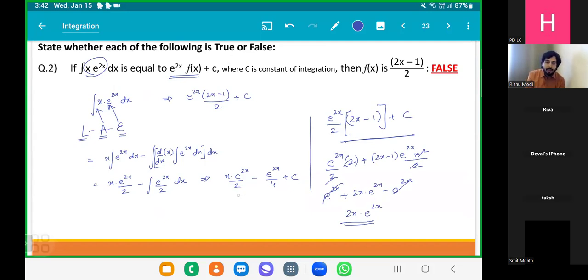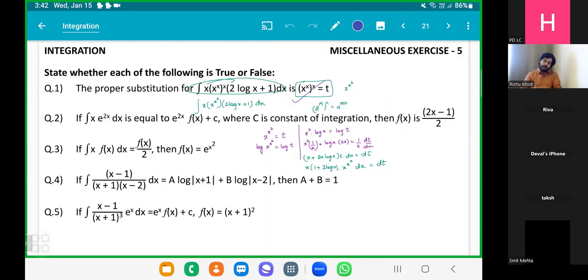I have taken common as upon 2, but logically it should be upon 4. Right? Because we have taken the LCM: x into e raised to 2x into 2 minus e raised to 2x, the whole divided by 4. So we verified that part. The division part should have been 4. And because of that 4, our answer becomes false. So the second question is nothing but false because of this 2, which should have been 4 in the denominator. The third question.